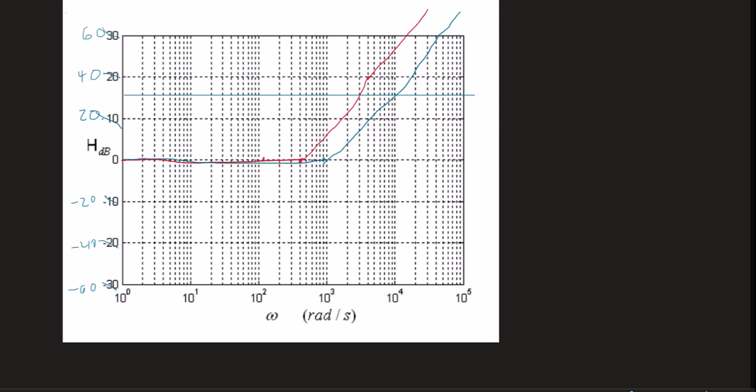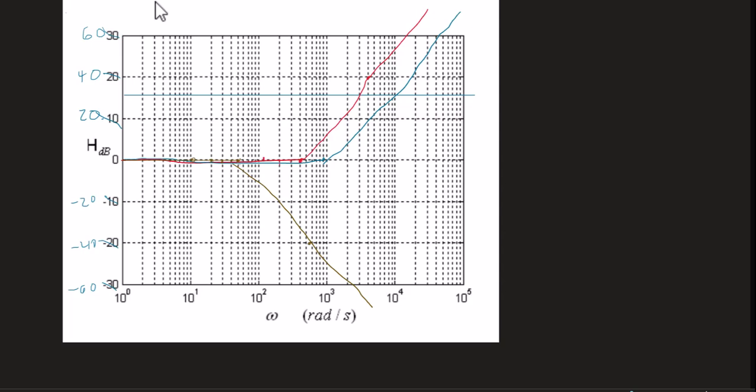Then I have a simple pole. A simple pole is 0 until you get to its corner frequency, which was 50. Okay, so here's 10, 20, 30, 40, 50. So it's 0 until I get to 50, and then we have a slope of negative 40. So I'll go down 40, and that would be that one.